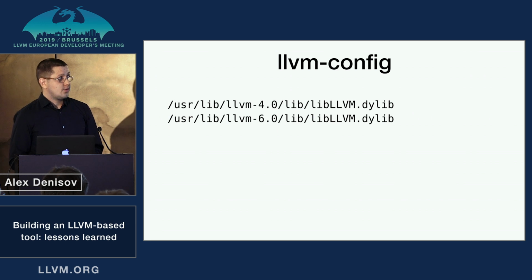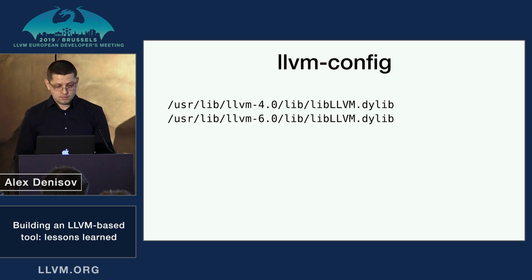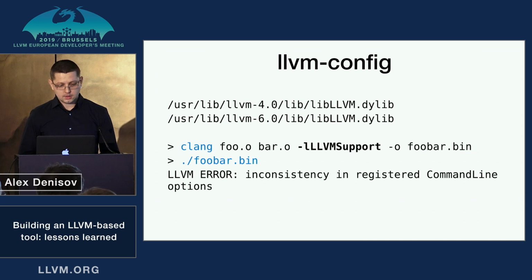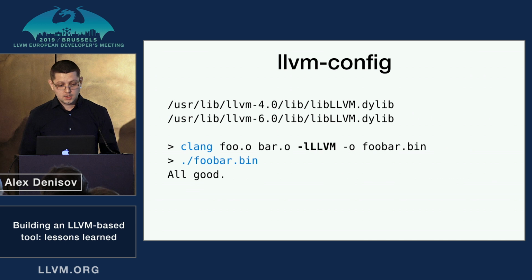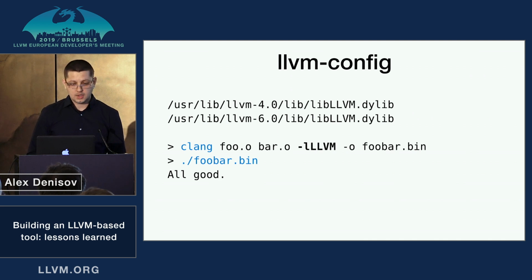So what happens is you have 2 LLVM versions installed, like in this example, 4 and 6, and they both have libLLVM dylib provided. So when you compile and link like this against, for example, LLVM support, you may eventually get this LLVM error: inconsistency in registered command line options. I must admit I spent quite some time digging into it, trying to understand what's the problem, and I could not. And actually I was pointed to the solution by a person on GitHub: if you have libLLVM dylib on your system, then you actually should link against that, so -lLLVM.